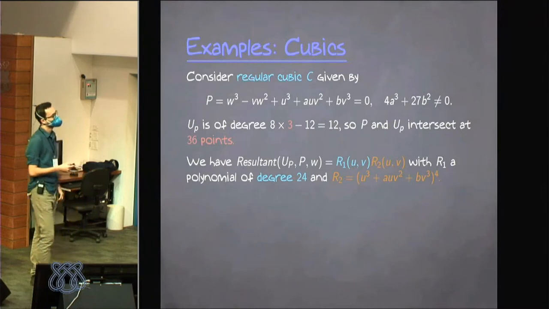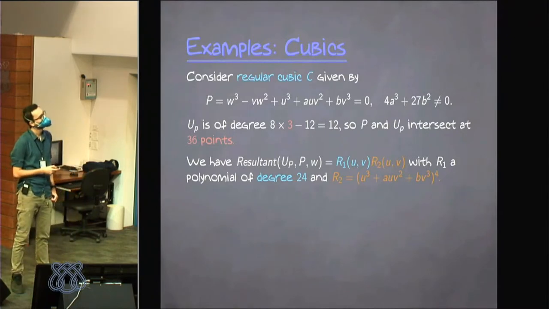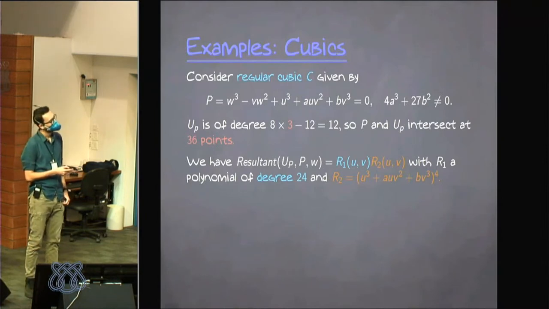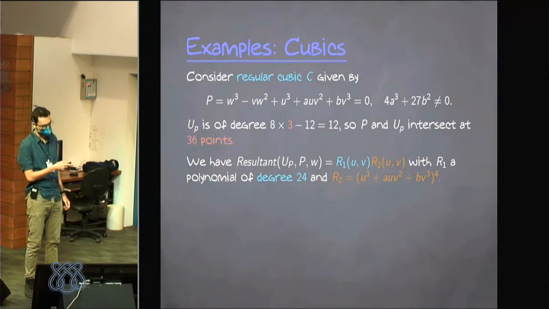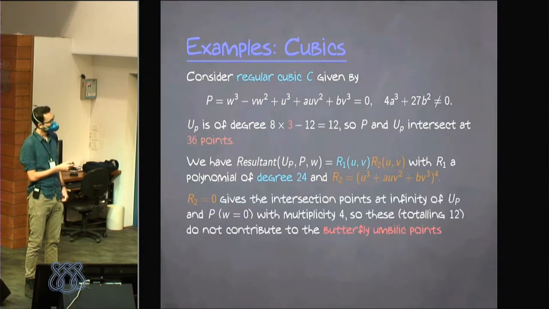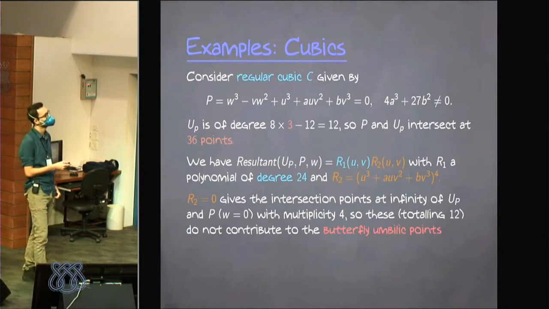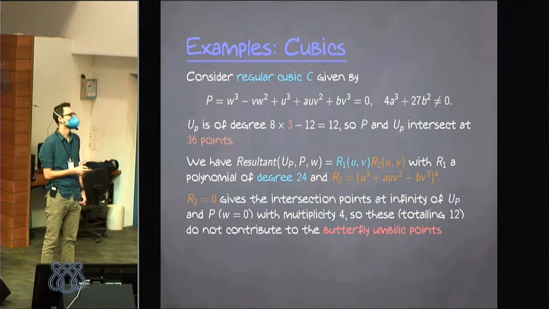So, let's consider the resultant of the two curves. And we have the product of the two polynomials. The first polynomial has degree 4, and the second polynomial has degree 12. But here we have the degree 3 and the multiplicity 4. So if this is equal to 0, we have exactly the point. So we have the multiplicity 4 because then we need to eliminate 12 points in our intersection.